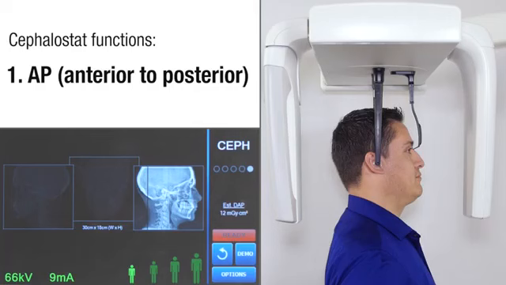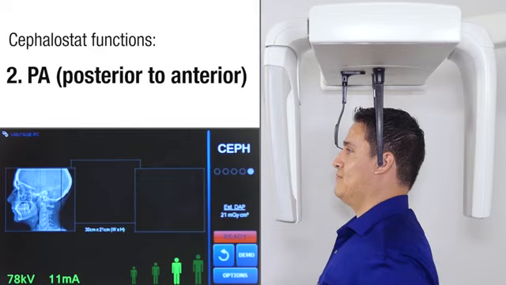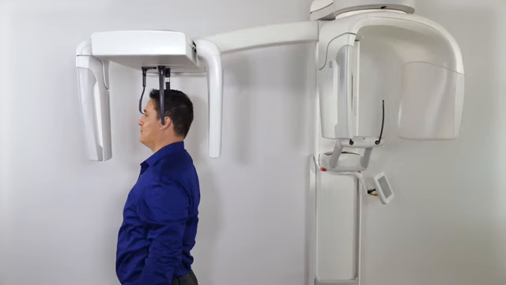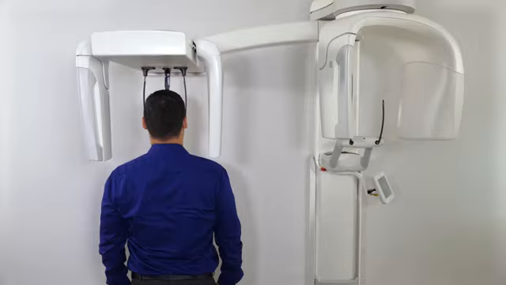To do this, there are three cephalostat functions, which are the AP, the image taken from the anterior to the posterior of the head, or beam toward the tube head, PA, the image taken from the posterior to the anterior of the head, beam opposite the tube head, and lateral left or lateral right. The otic posts are in line with the X-ray tube head.